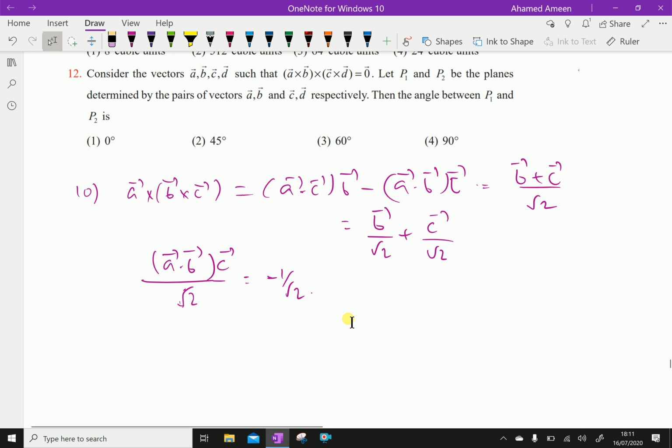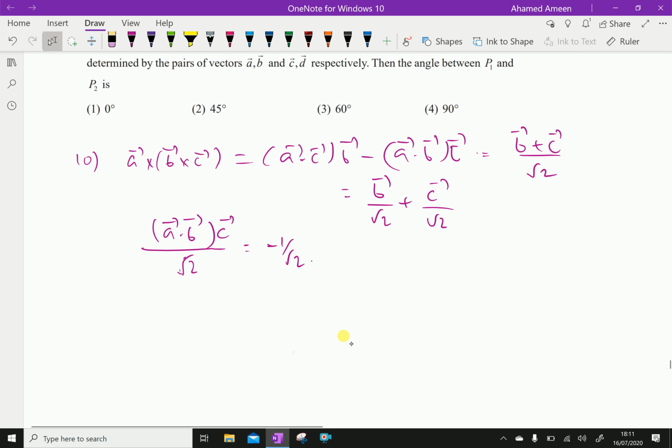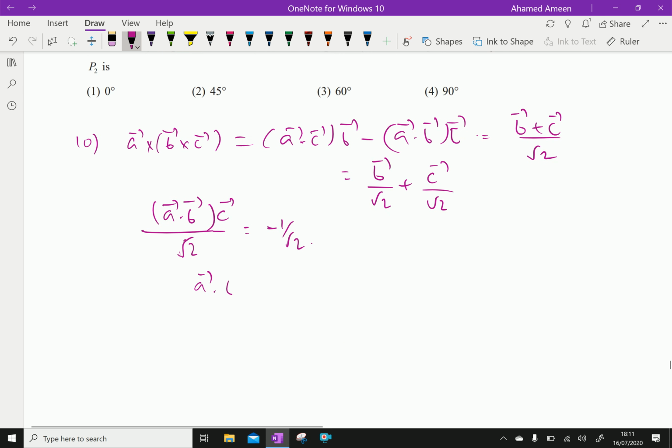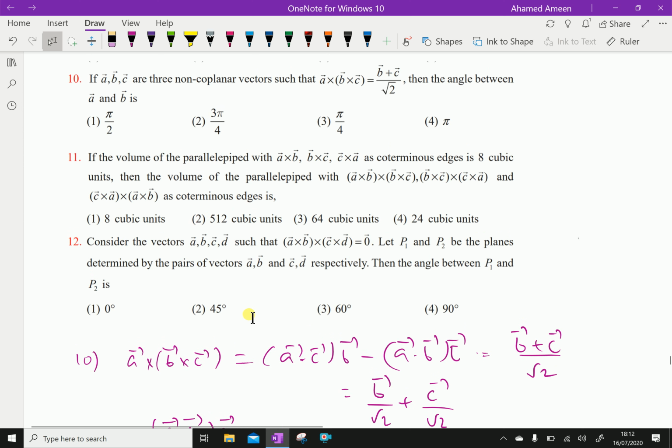Therefore from this we can conclude, look here, this minus half indicates A dot B is negative. If A dot B is negative, it means theta must be obtuse. Theta is an obtuse angle. Here the obtuse angle option is 3 pi by 4. Option 2.